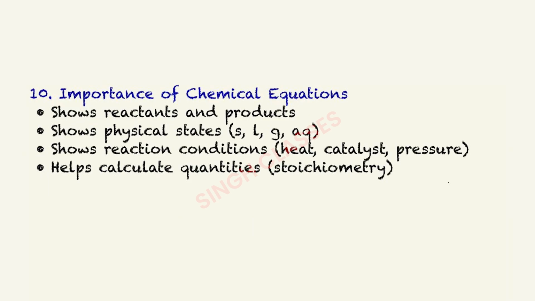10. Importance of chemical equations. Shows reactants and products, indicates physical states, shows reaction conditions like heat or catalysts, and helps calculate quantities. Understanding these equations helps us calculate quantities and see exactly how the world works at a molecular level.